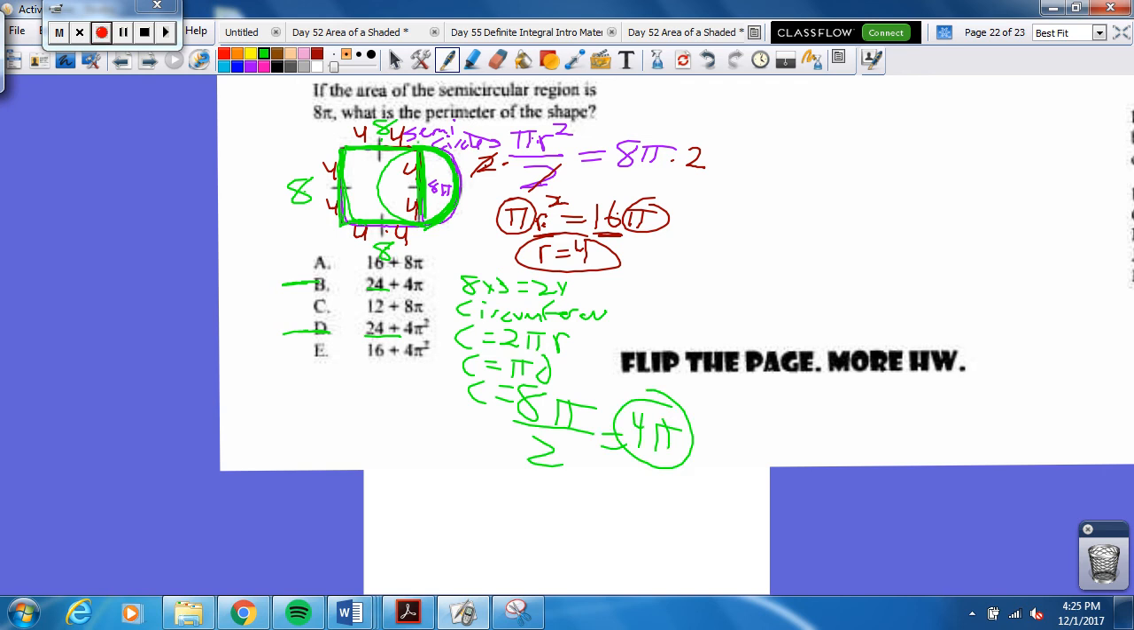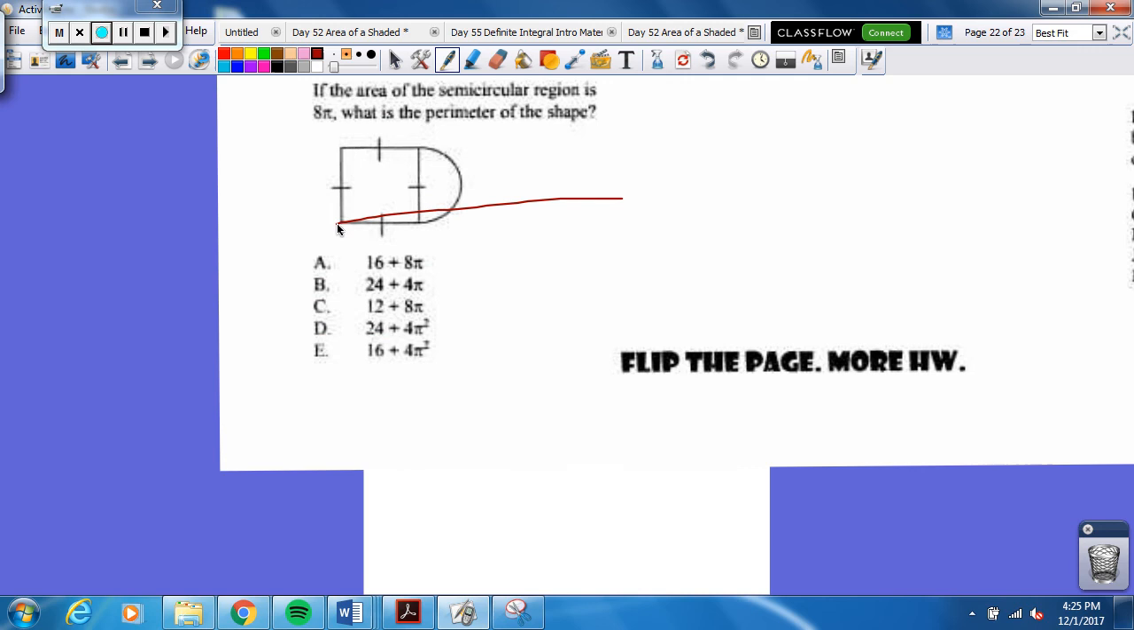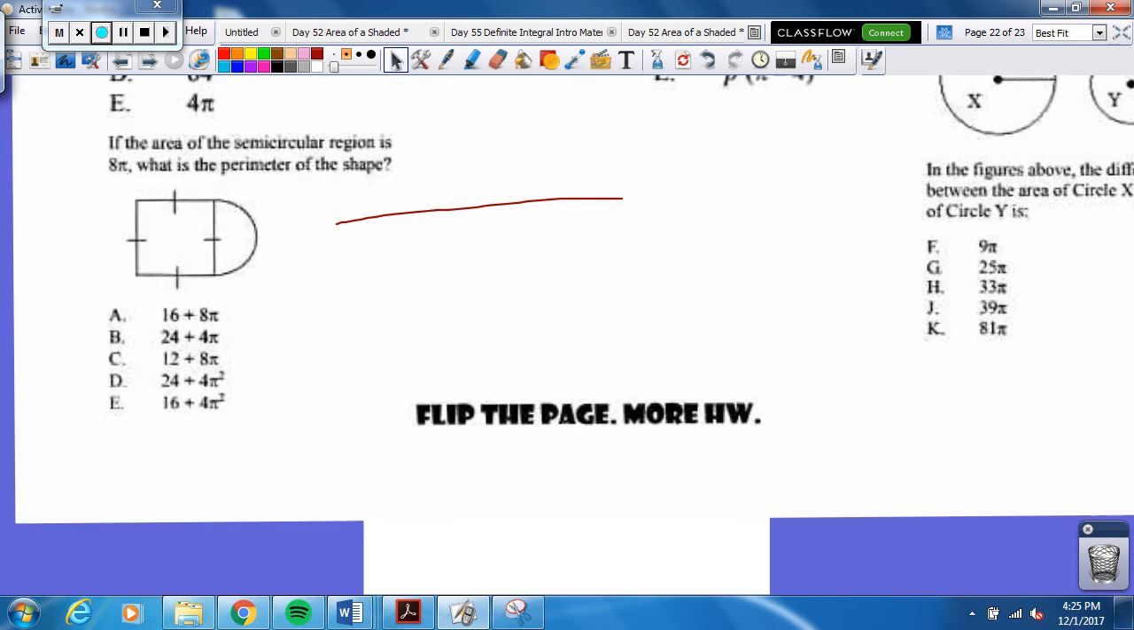So this is 8, this is 8, this is 8, and I have 4 pi right here. So the answer is, boom, B. Got it. Okay, rewind the video if you didn't understand that part and watch it again. That's a great one to get right. That's a great one to memorize. Let's try the next one right here. Oops, sorry, let's move it over here.